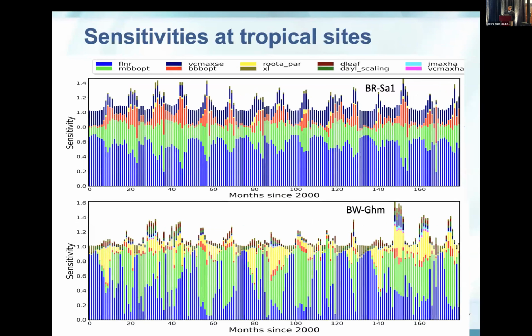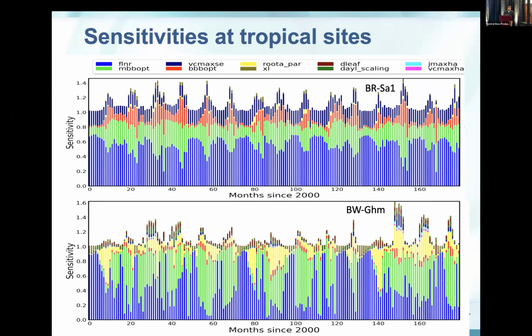And just a couple more, so sensitivities of tropical sites, and we can see in Brazil, this is a Santarém site, a rainforest, where it's maybe a little bit less of a seasonal cycle, but still kind of a wet, dry dependence, where this MBB opt or stomatal slope parameter is sometimes more important and sometimes less important. And in a tropical savanna here, where we see this yellow one, or the rooting depth distribution parameter, becoming quite a bit more important. And so we can see these sensitivities vary over both time and space quite significantly.